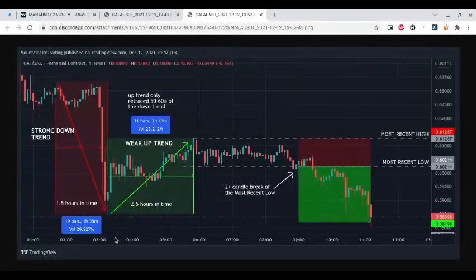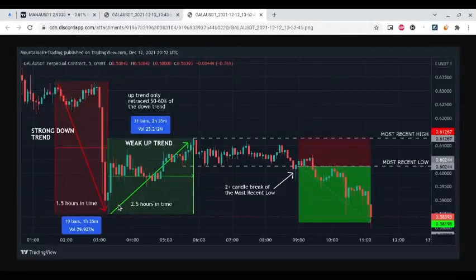We got that. What's next? We want to see a weak uptrend that takes about twice as long in time and only retraces price about 50 to 60%. We have that here. So you can see this strong downtrend took about an hour and a half in time, and this weak uptrend took about 2.5 hours in time. And price has only retraced about 50 to 60% of the distance that the strong downtrend took. Perfect. Those entry criteria are met.